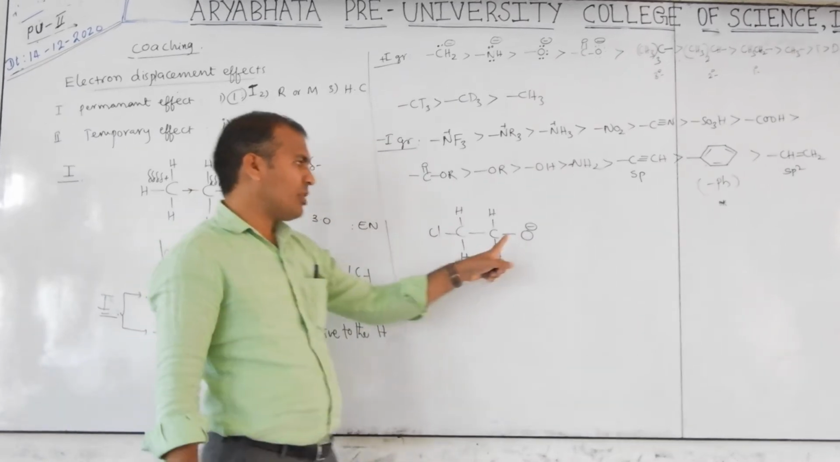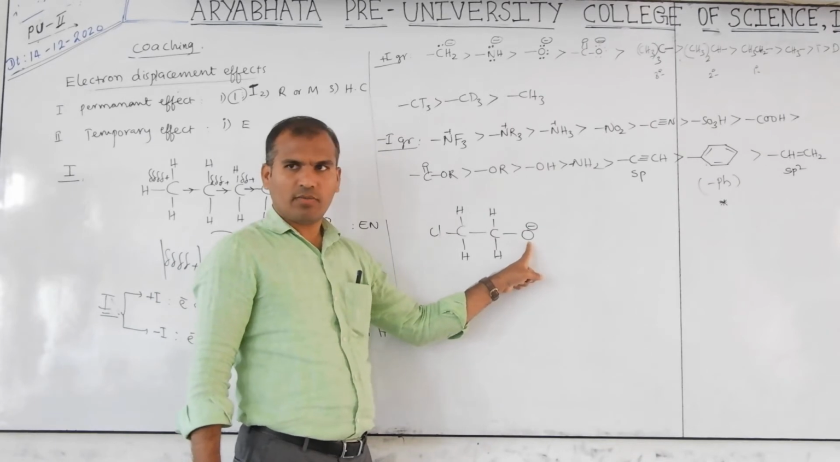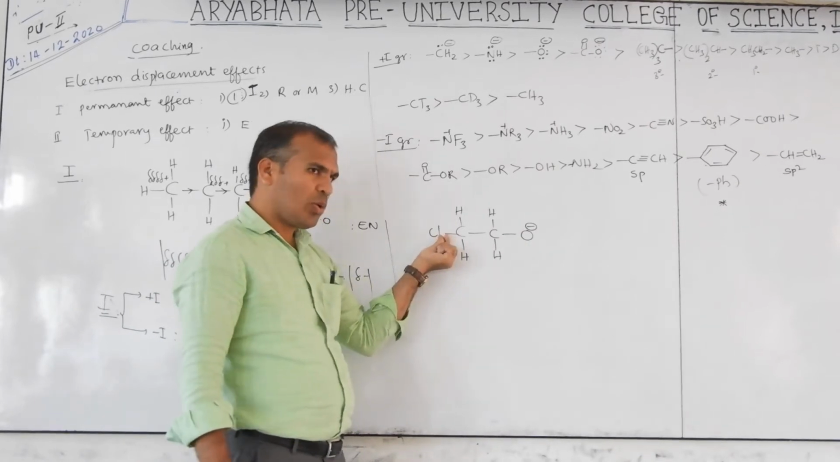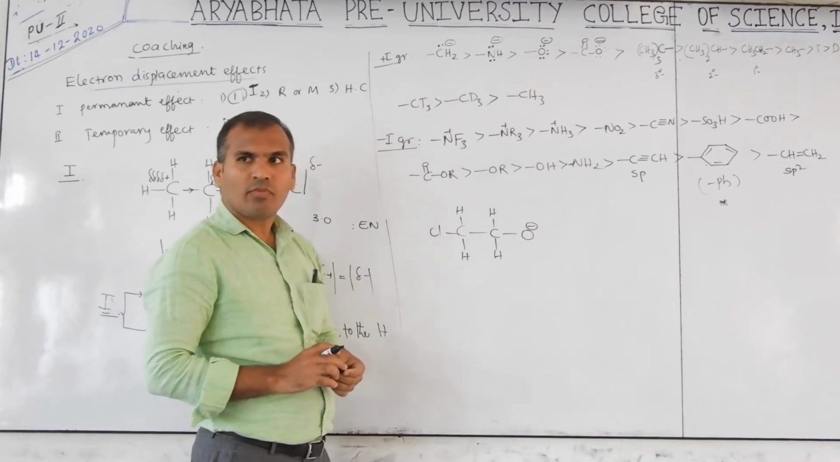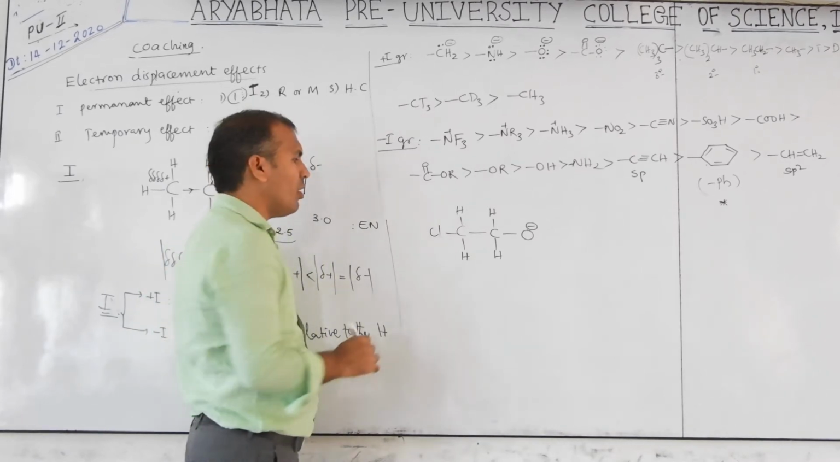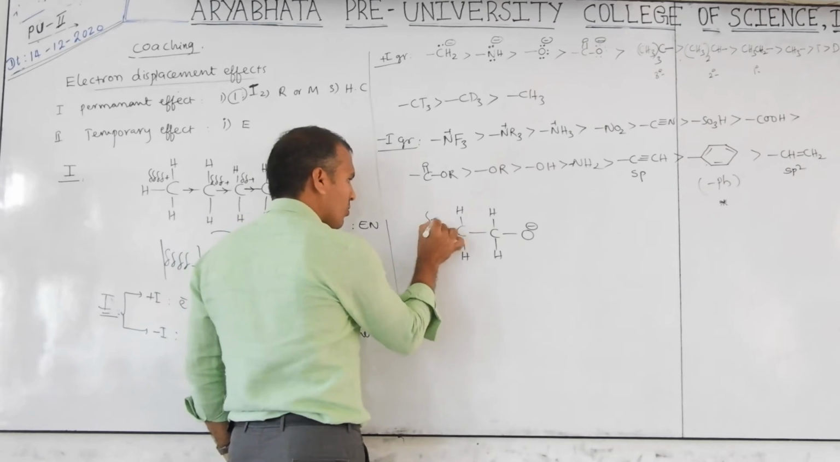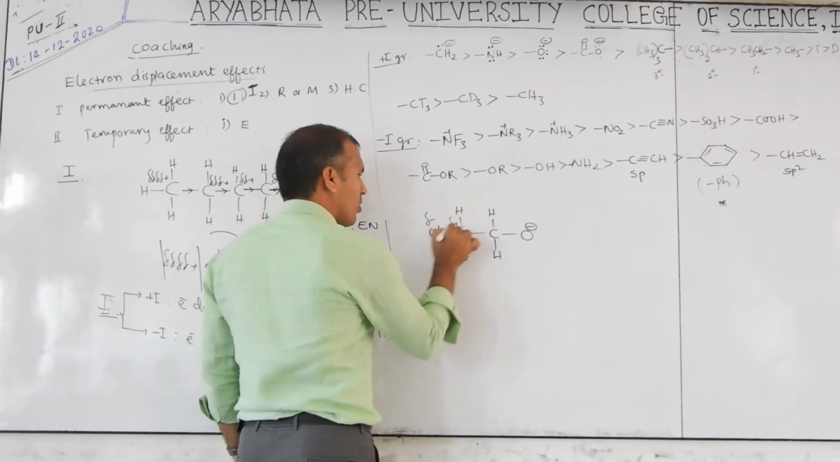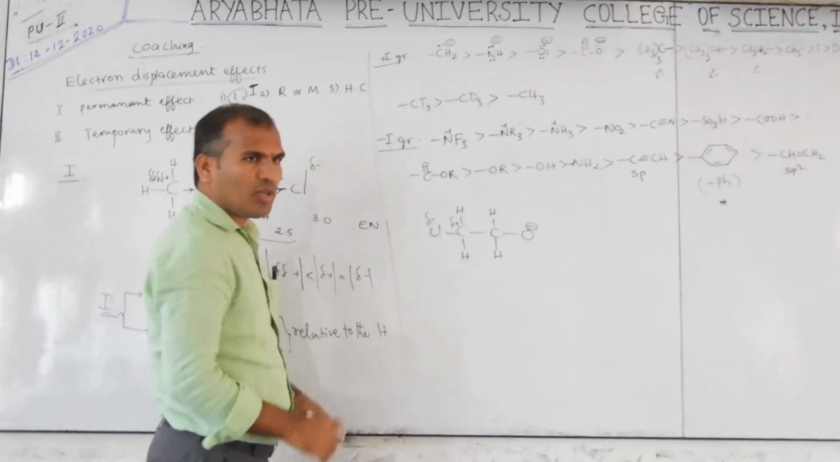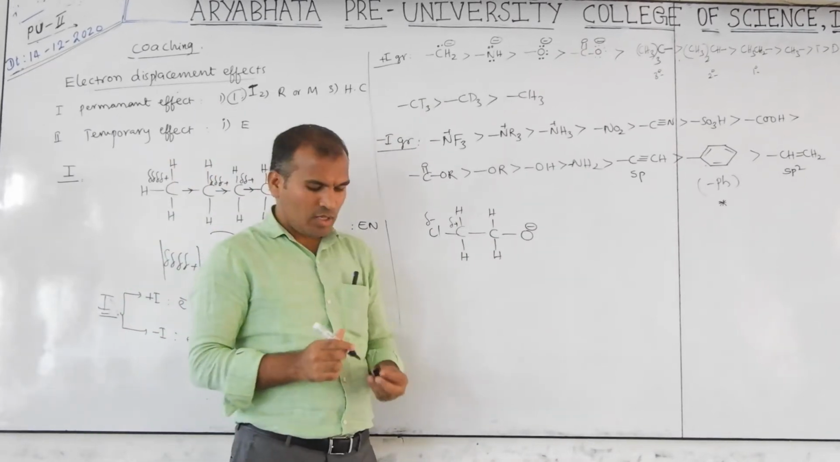See, this is which one? Negatively charged. This is chlorine. Chlorine and carbon, which is more electronegative? Chlorine. Then here which one will get charged? Partial negative. Here we will get which one? Partial positively charged. Yes or no?